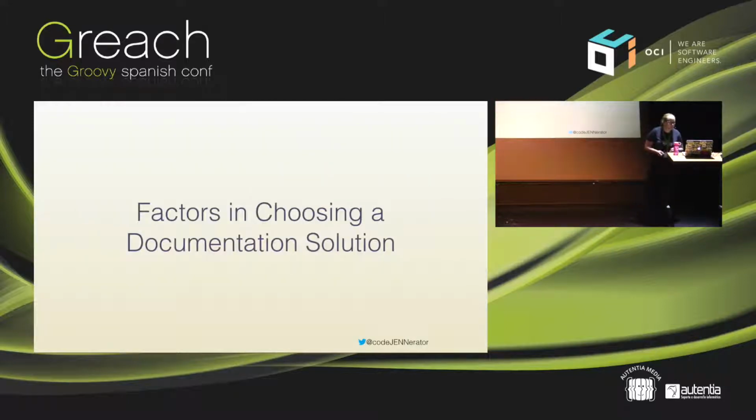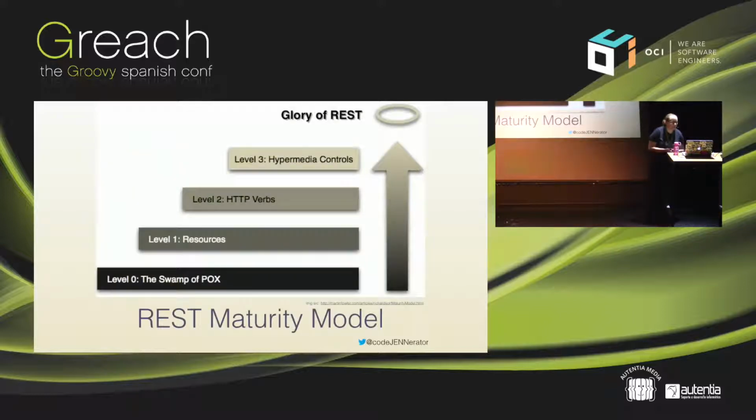And so one of the first things that came up is what are some things that are important or that are similar across all of the different APIs across this large enterprise organization. So the first thing that kind of came up was where do the APIs fall in this REST maturity model?